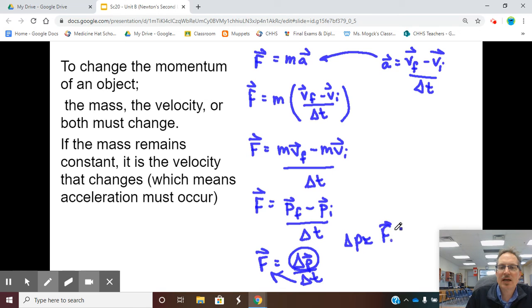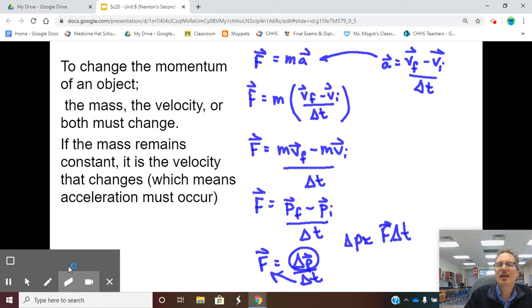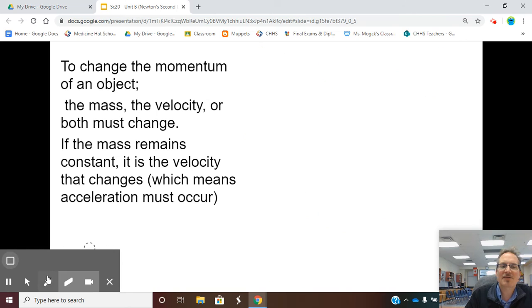Force times time. So this is a formula you're familiar with. Again, a little bit of math just to show you where formulas come from. Not important enough that you have to actually be able to keep doing it.